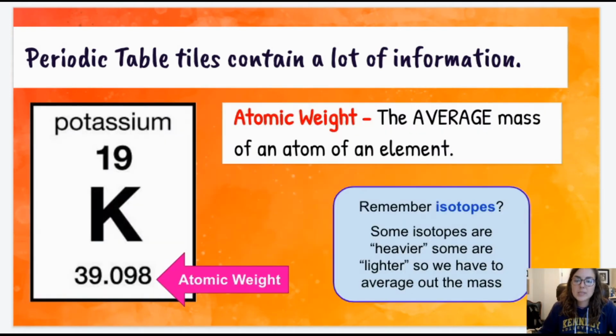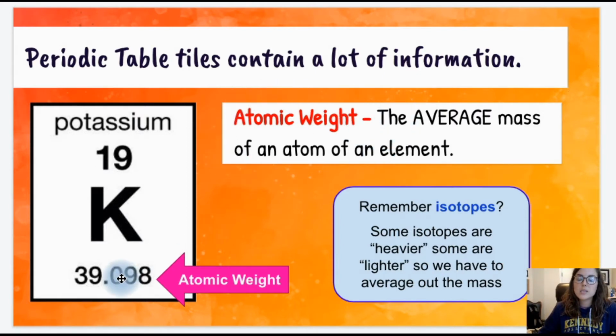That little thing at the bottom is called the atomic weight. Okay, and now you might notice it's 39.098. That's because it's an average. So what happens really is that we take the average of all the different isotopes of potassium, and that is what you're seeing here on the periodic table. So some isotopes are heavier, some are lighter, and that's why this is an average.